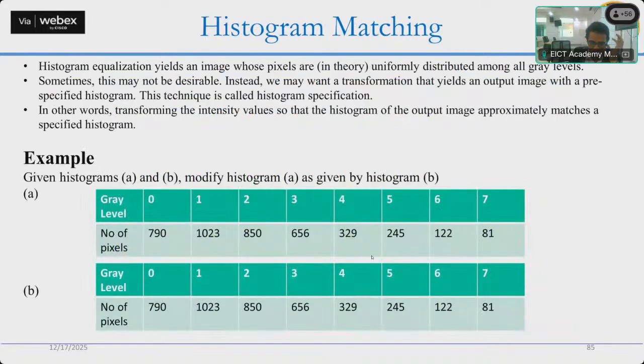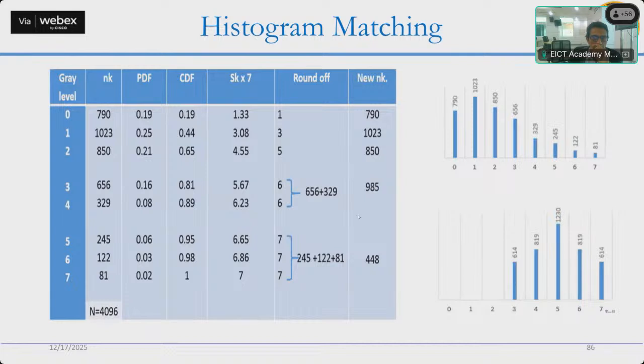Now another technique is histogram matching. In histogram matching, basically what do you do? See, for example, some good pattern is there in one image. You want to bring that pattern into the original image using histogram matching. So how do we do histogram matching? Let us take an example of how we implement it. For example, gray levels are given between 0 and 7.